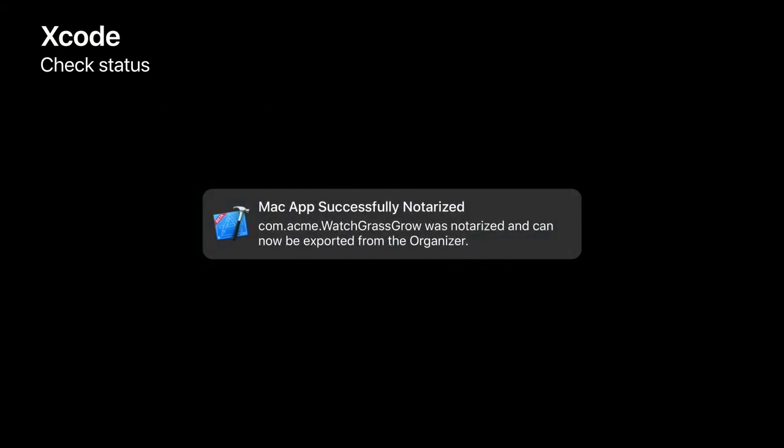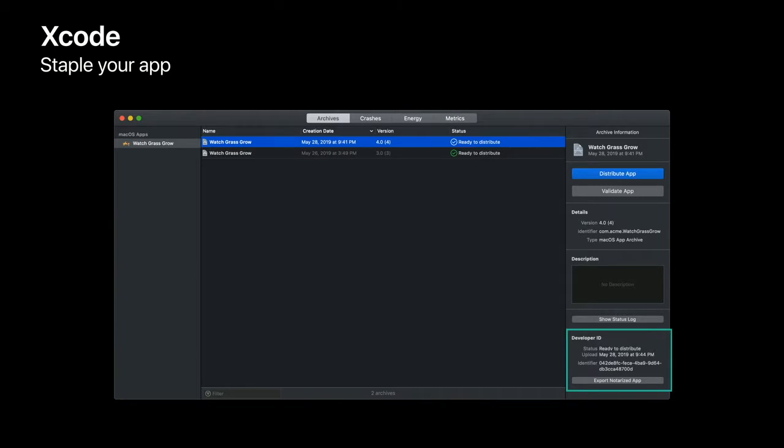Once the notary service is complete, you'll get a push notification to Xcode, and when you come back to the organizer, you'll note that the status has changed to Ready to Distribute, and in the lower right corner, the Export Notarized App button is now available. When you click Export Notarized App, Xcode will take care of stapling the app for you, and what you get is completely ready for distribution.